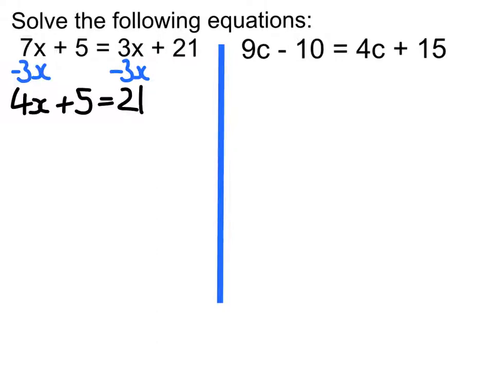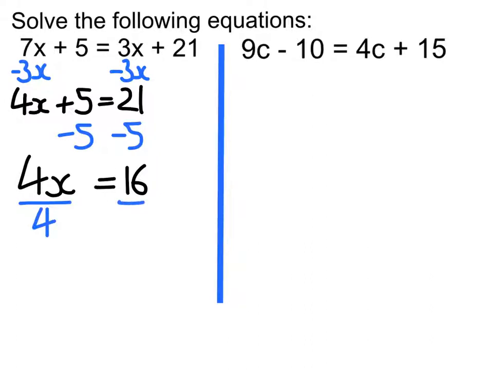So now it looks like some of the simple equations we've looked at earlier. This time now I'm going to move the number terms to the other side. So I'm going to take away 5 from both sides. And I'm going to get 4x is equal to 16. And my last job is to get rid of this 4 in front of the x. It's times in the 4, so I'm going to divide. 4x divided by 4 is x. 16 divided by 4 is 4. So my answer is x equals 4.